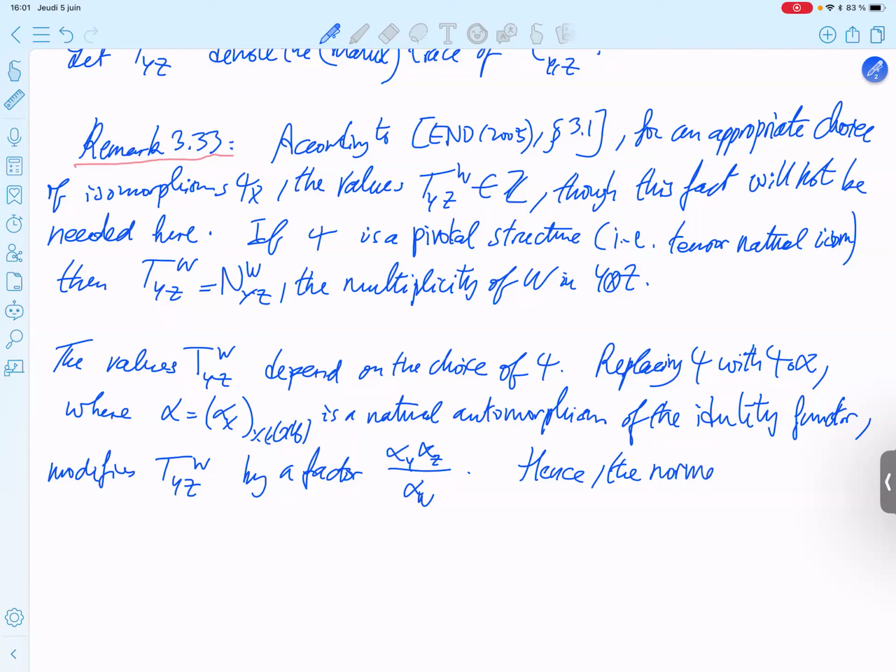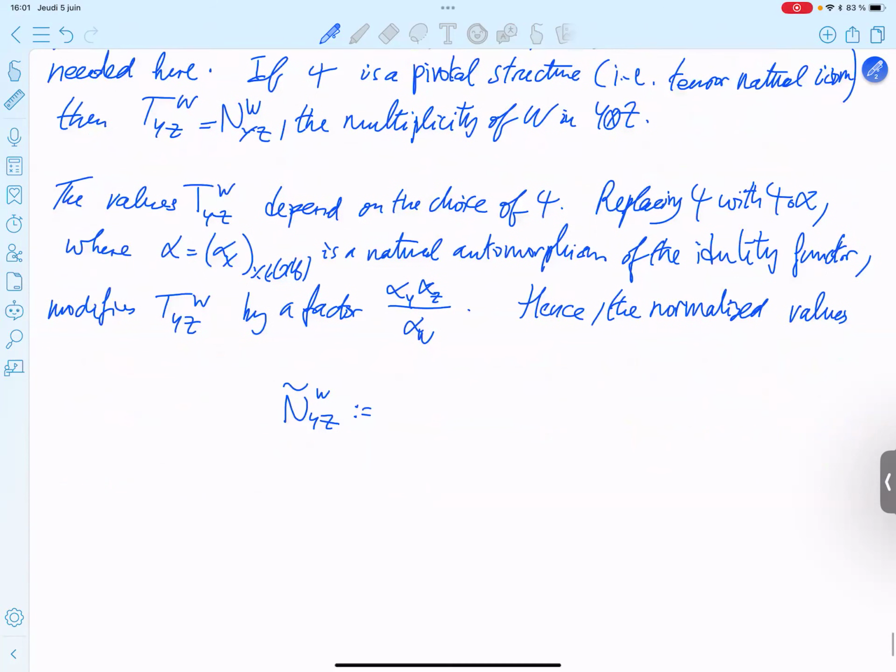The normalized value, as follows: N-tilde_{Y,Z}^W equals d_W^+ divided by d_Y^+ times d_Z^+, times this value, where Y, Z, W are simple objects in C.